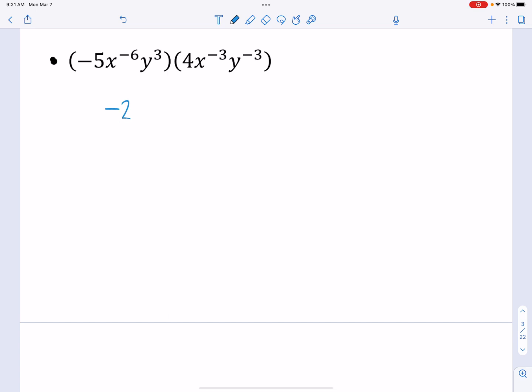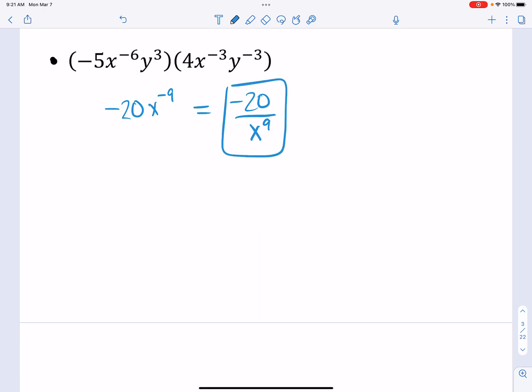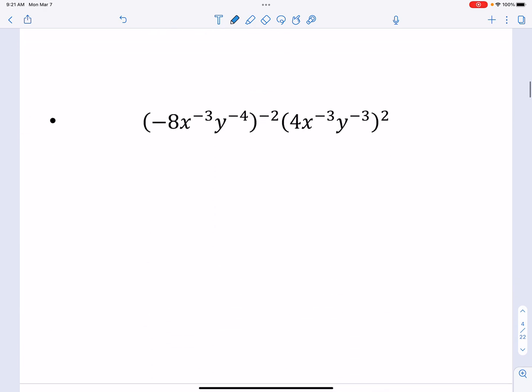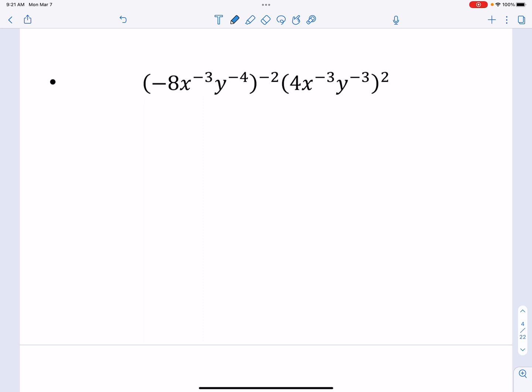Okay, I would put my like terms together first because it's all multiplying. So x to the negative ninth, y's would cancel. So my answer is a negative 20 over x to the ninth because the 20 isn't a negative exponent, it's a negative number. All right, pause and try this one.